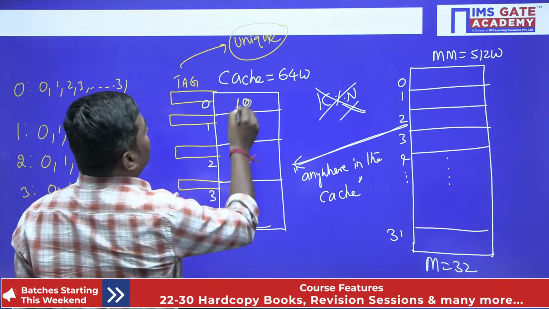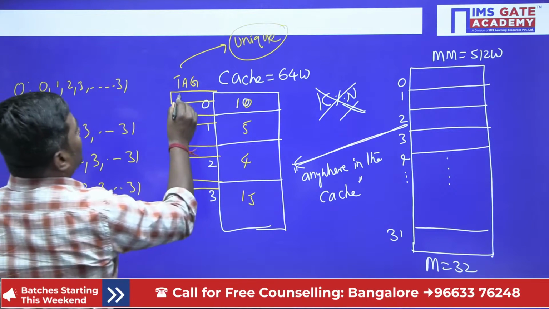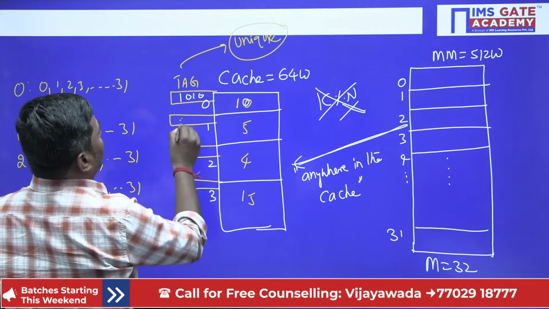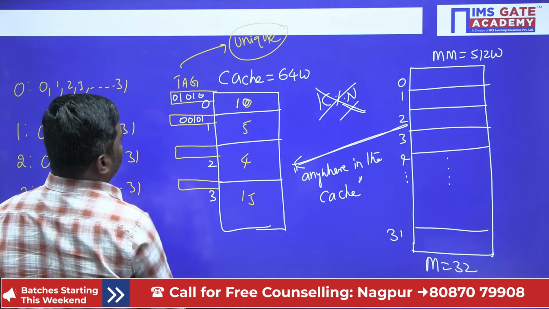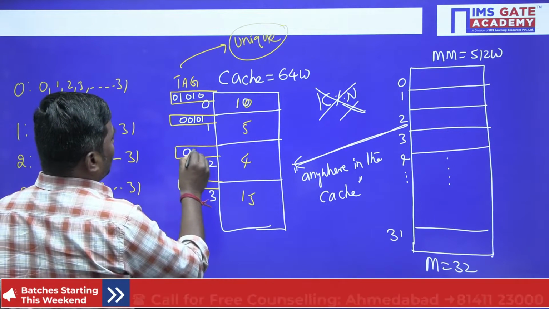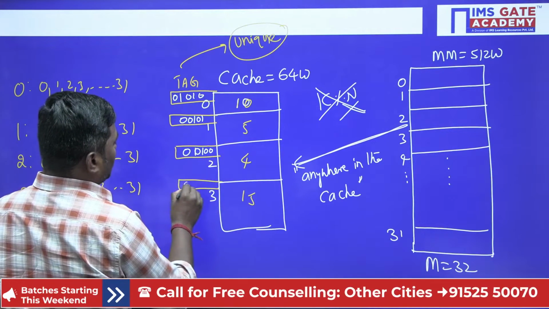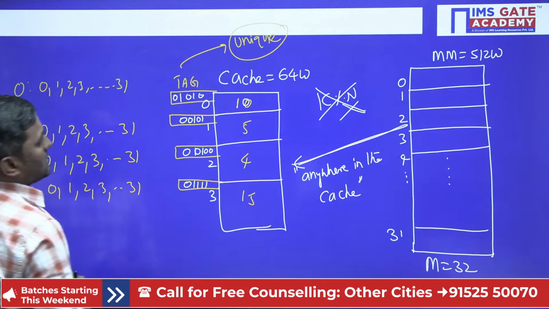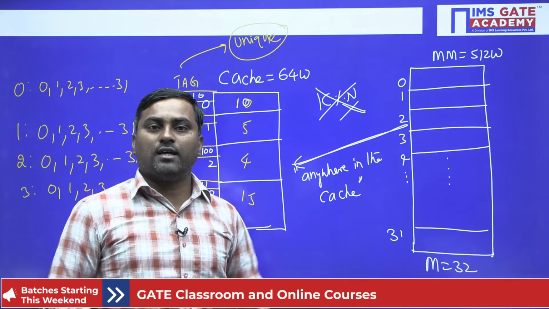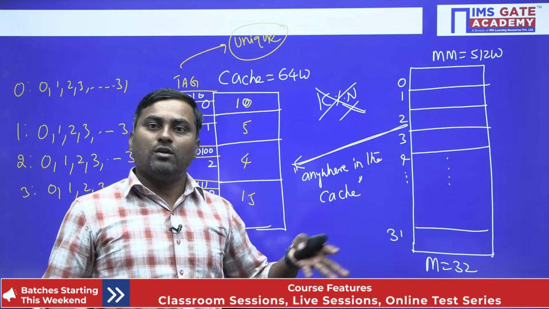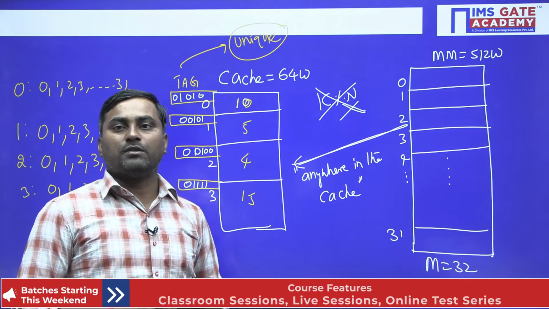Now the 10th block: 10th will be the position number. 0 is 0, 1 is 1, 10 is 1 0 1 0. I will write it in 5 bits, so 0 1 0 1 0. The 5th is 0 0 1 0 1. The 4th is 0 0 1 0 0. And the 15th is 0 1 1 1 1. So you see the tag bits. Total how many blocks are there? 32. 32 unique addresses are there. Whatever block is there, that address only I am writing here. That number is the tag bits here.